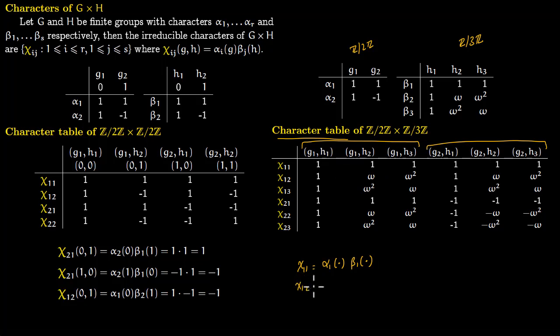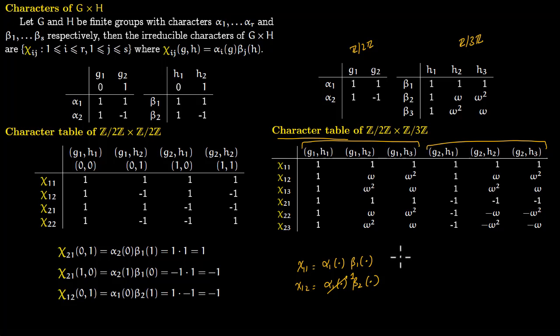For chi 1 2, again it is going to be alpha 1 on something, and then beta 2 on something, but this alpha 1 is always going to be 1. So what we are left with is beta 2 acting on the second element. Beta 2 acting on H1 is 1, then 1 times 1 will give you 1 here. Then omega, the second element we are always multiplying with 1, so it doesn't matter. So 1, omega, omega square. Again same case here. You put alpha 1 G2 here, which is going to be 1, but everything depends upon beta 2, so 1, omega, omega square.